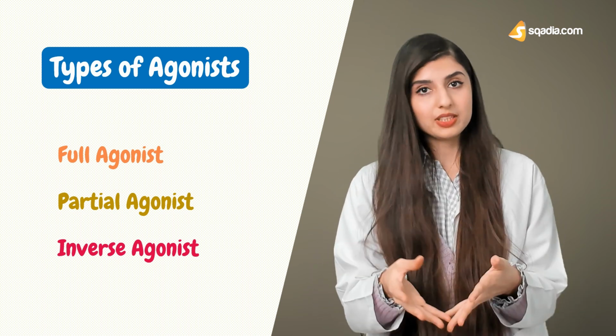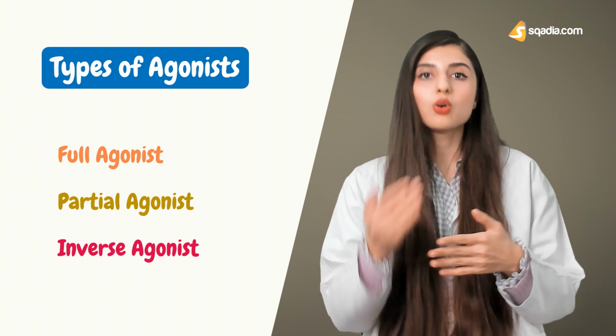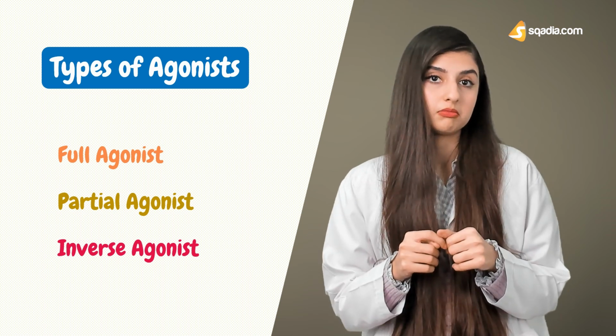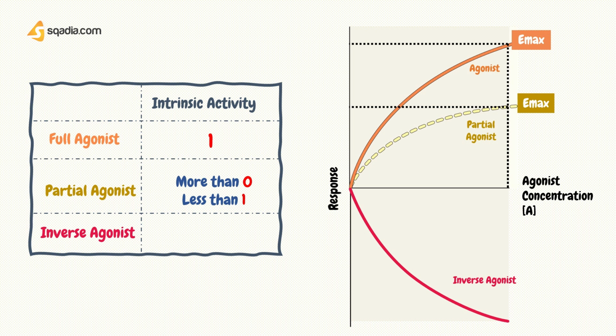Now, this decreases the number of activated receptors to below that observed in the absence of a drug. And so, inverse agonists have an intrinsic activity of less than 0. And they reverse the activity of the receptors and exert the opposite pharmacological effect of the agonists.